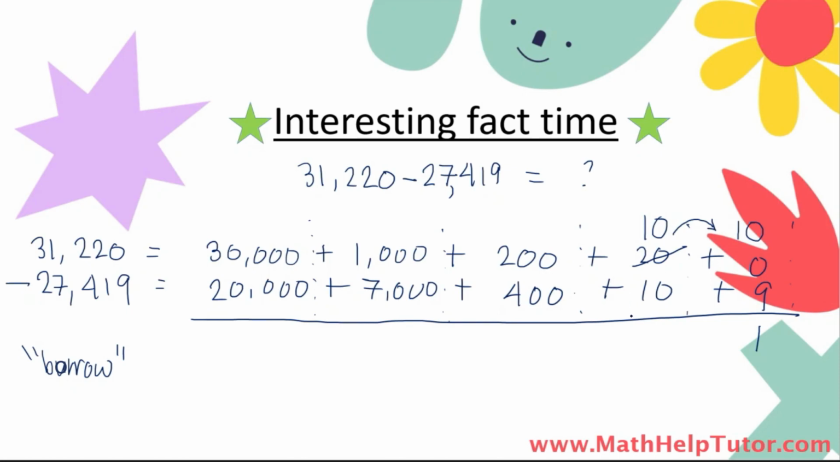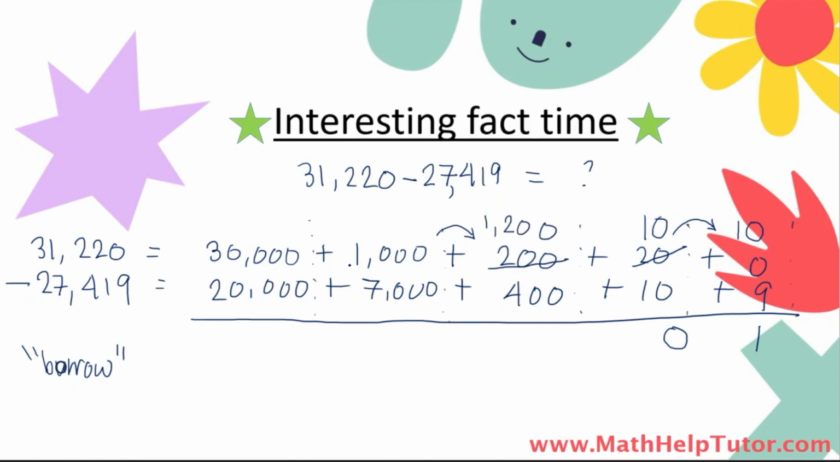Now let's proceed to the tens place. 10 minus 10 is 0. Let's proceed to the hundreds place. 200 minus 400 is... well, it's not possible because 200 is less than 400, so we cannot subtract 400 from 200. So this is a case where we need to borrow again from the next place so that we can do subtraction. So we're going to borrow 1,000 from the thousands place. So instead of 200, this is now going to be 1,200.